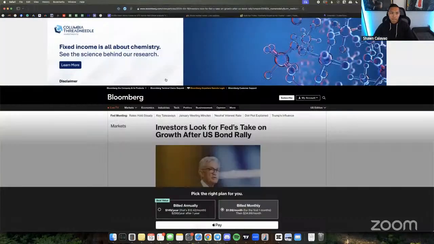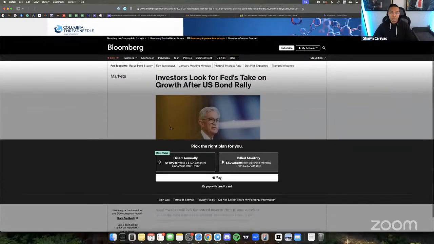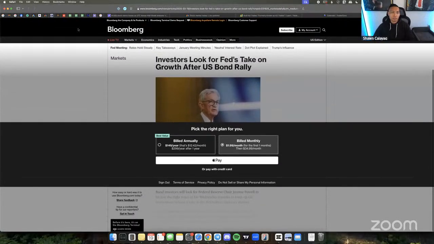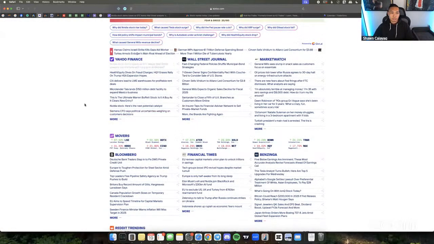If you guys have Bloomberg access, you can look. I have Bloomberg access, but I don't know why it's not showing up. I don't want to log in. It's a hassle for me to log in. It's going to log me out of my other apps.